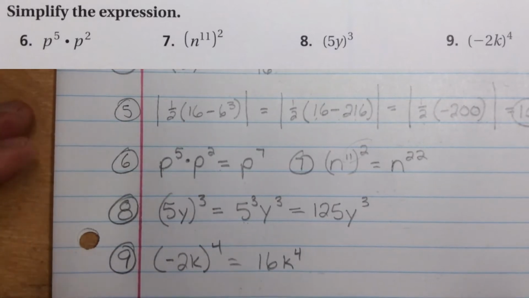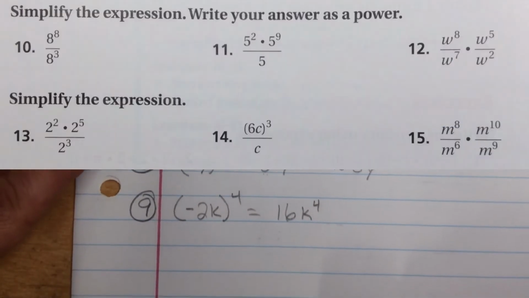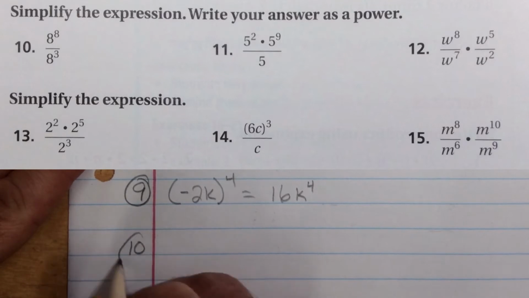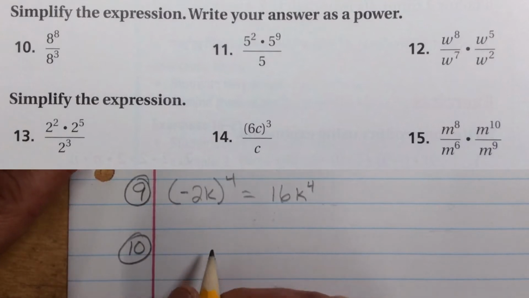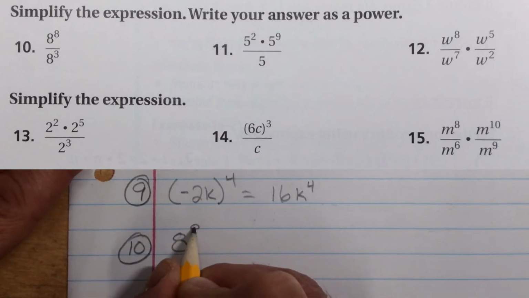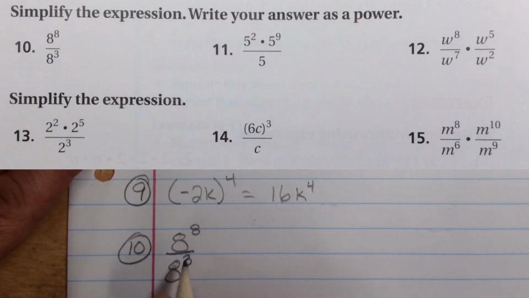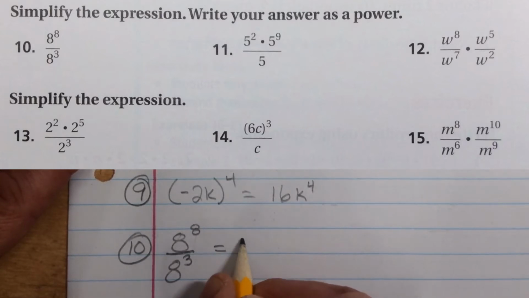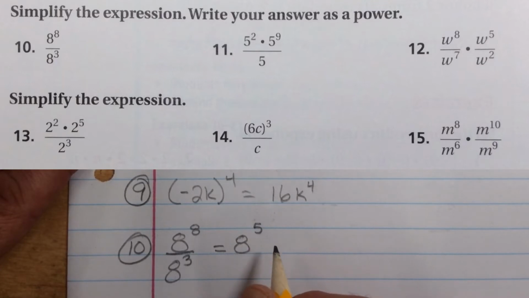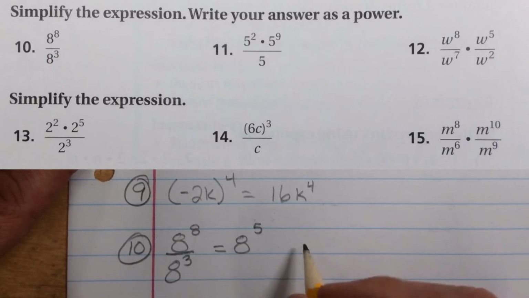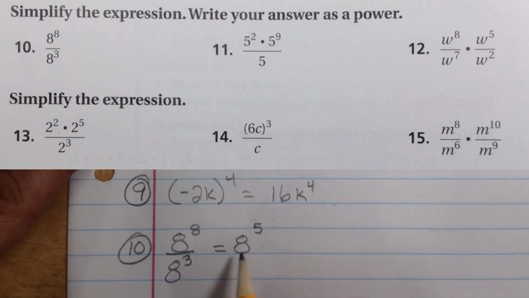The next set of problems say simplify. So for number 10, we've got 8 to the 8th over 8 to the 3rd. Well, we subtract when we're dividing same bases. We subtract their powers. So this would equal 8 to the 5th power. Now, it says write your answer as a power, so we won't evaluate that. We'll just leave it 8 to the 5th power.